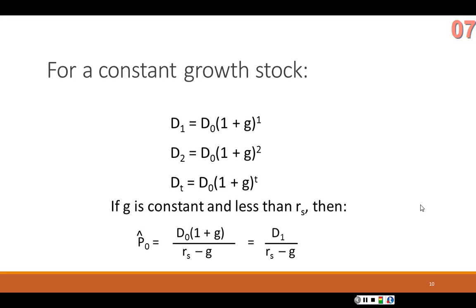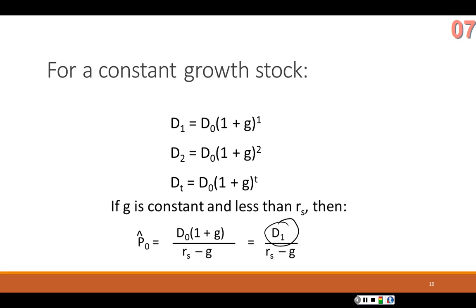So if the growth rate is constant and it's less than the required return, then the intrinsic value of the stock is equal to the next dividend payable divided by the required return minus the growth rate. The thing to remember here is that you have to use the next dividend payable, D1. D0 is the last dividend that was paid.